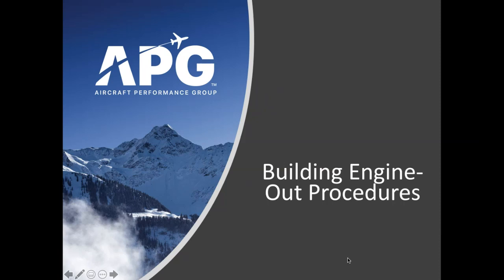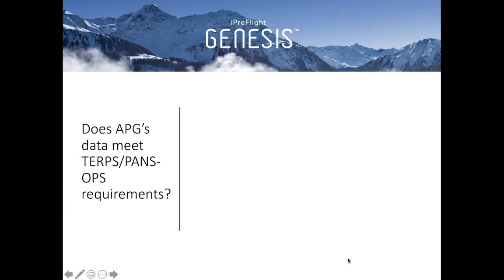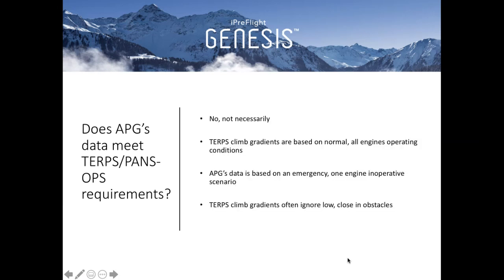So the first question is probably our most common question, which is, does your data meet TERPS climb gradients, or what climb gradient are you using? The short answer to this is no. Our data does not specifically take into account TERPS climb gradients. This is because TERPS climb gradients are based on normal all engines operating conditions, where the data we're providing is based on an emergency one engine inoperative scenario. These are two independent calculations with different obstacle clearance requirements.